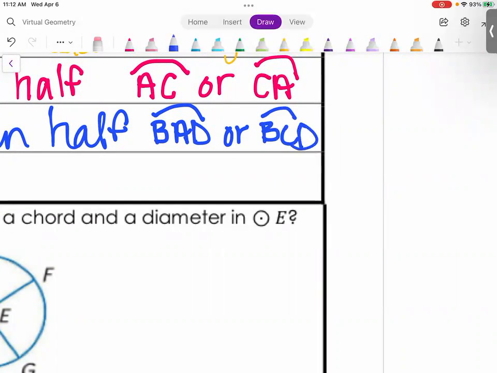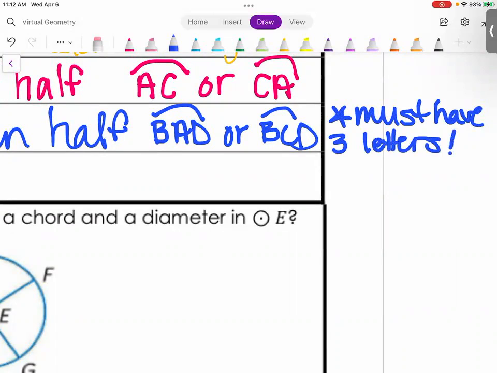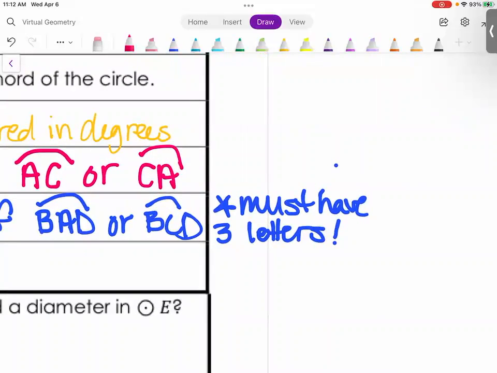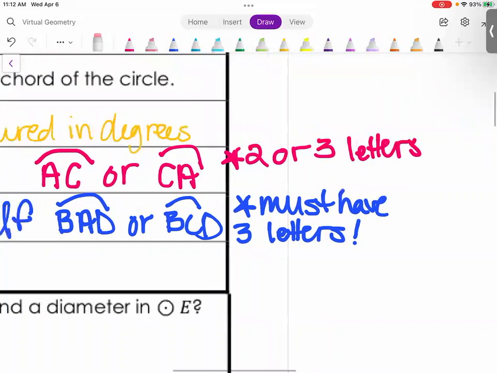Okay, but again, with these, you must have 3 letters. Otherwise, if you only have 2, we're going to assume that that's a minor arc. But again, minor arcs could easily have 2 or 3 involved. And again, follow the order of those letters, trace the path.